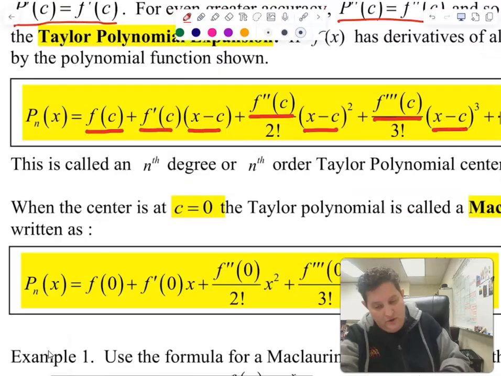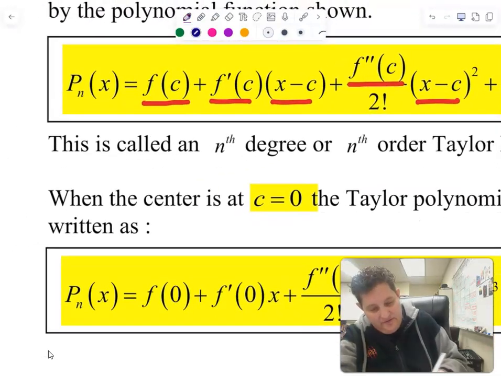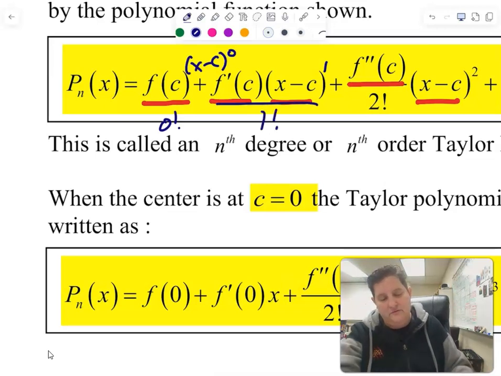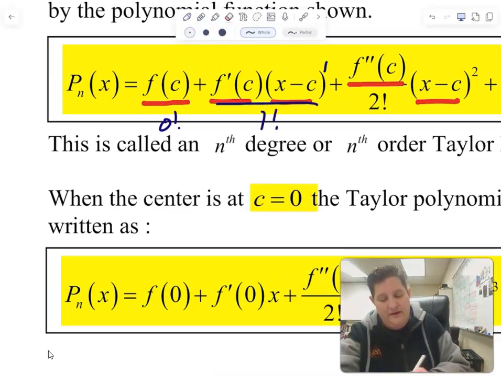Now, this pattern works because, even though you can't see it right here, this is x minus c to the 0 over 0 factorial. This is x minus c to the 1 over 1 factorial, and then 2 factorial like that. Okay? So we just don't write that stuff because they go on to 0.